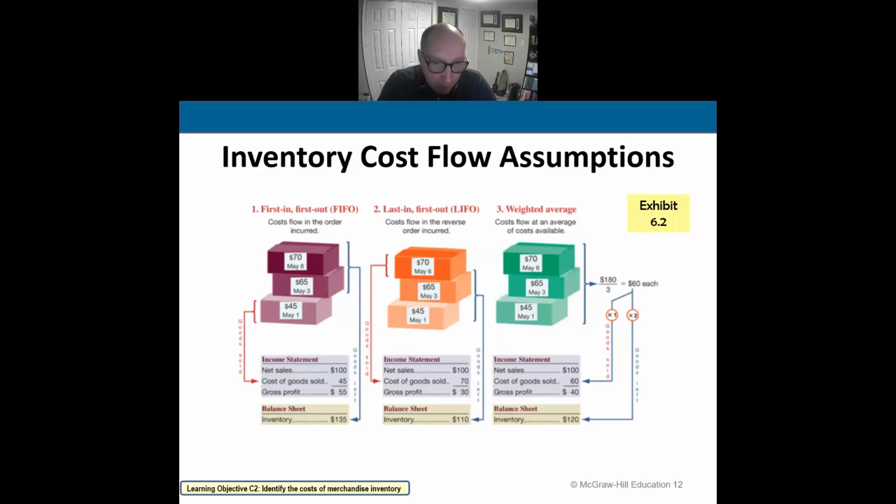Now, let me ask you this question. Which of these 3 methods would you use and why? What do you think? Which one would we use, Aldo? Which one should Aldo use? Which one do you like? Come on, don't all answer at once. I'll say first in, first out. First in, first out? Why?